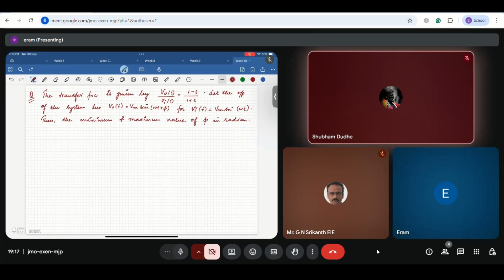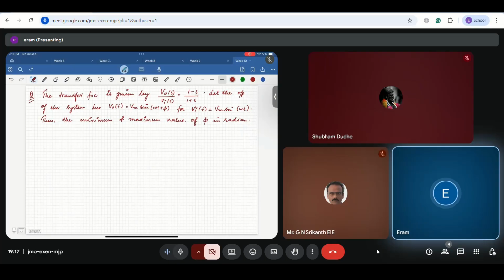Yes, ma'am. Okay, so again this is a very simple question, but it is given in such a way that the reader may get confused about what is asked, but this is very basic. You just have to find out the phase and tell me what is the maximum phase and minimum phase.